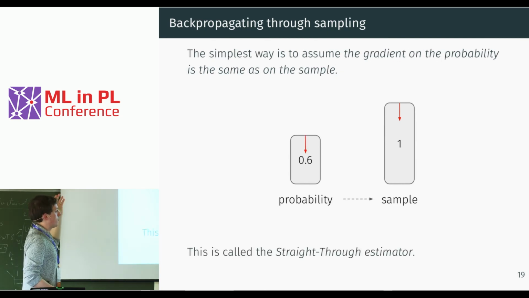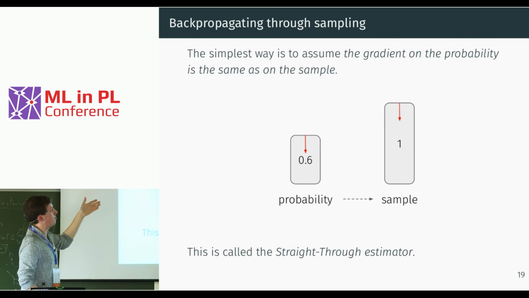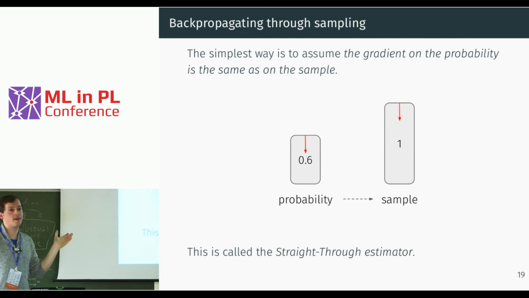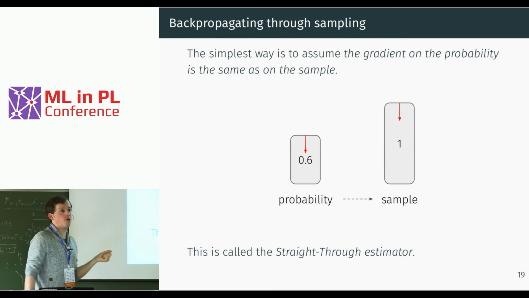So there's this trick called the straight-through estimator. What it does is basically assume the gradient of sampling is an identity function, if you will. So it applies the same gradient that you got on the sample to the probability. And that seems sort of hacky. And it sort of is hacky. It's a gradient estimation idea. But it actually seems to work well in practice.